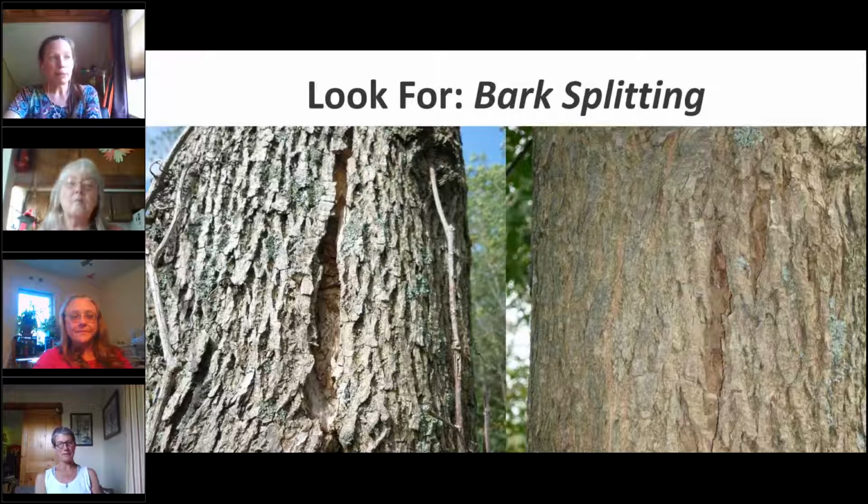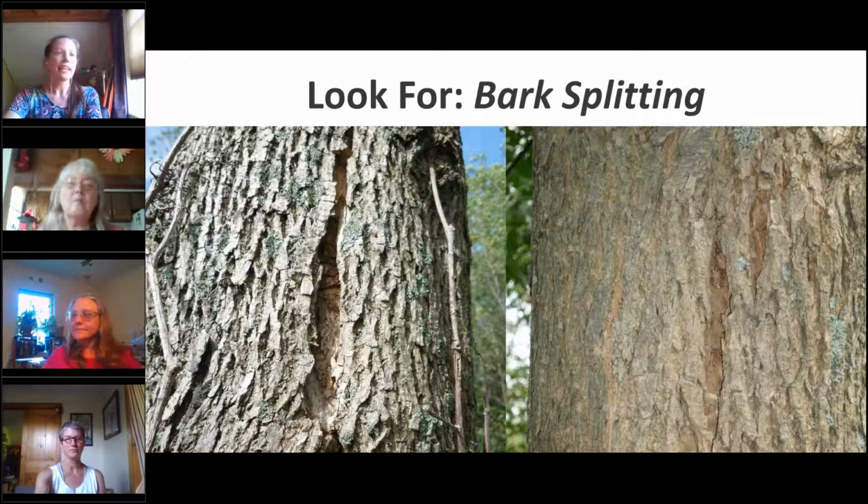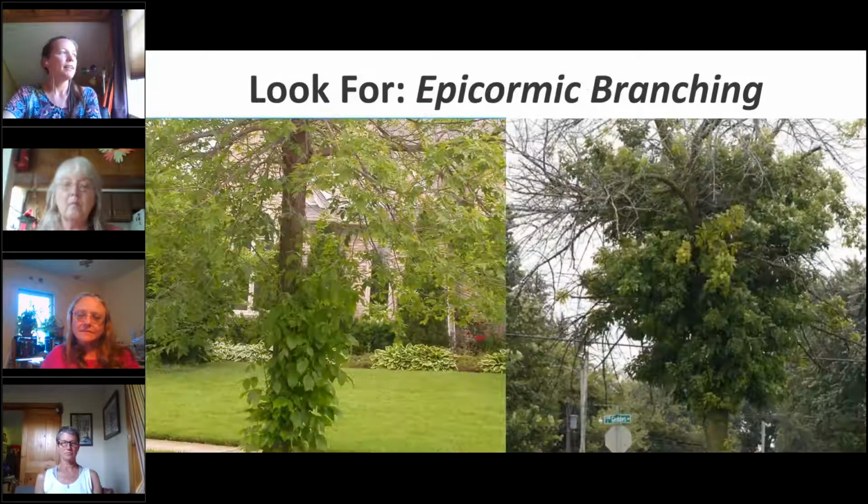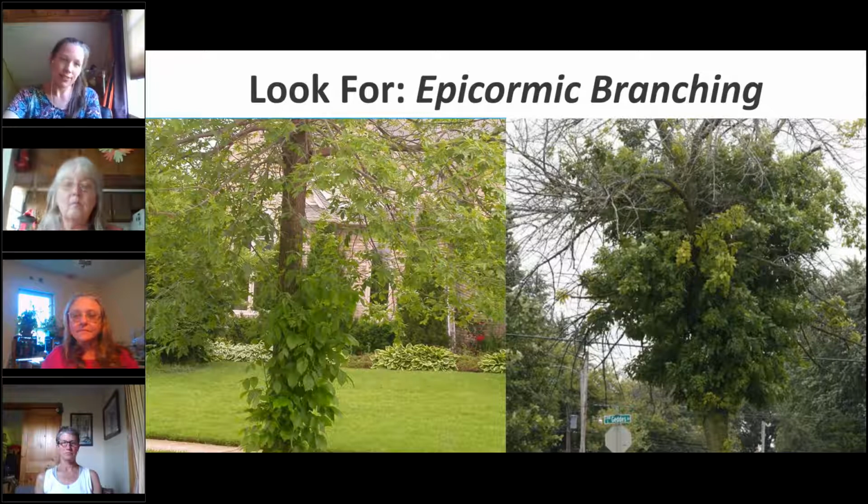Okay. Bark splitting is another sign of an infestation of emerald ash borer. Again, bark may split for lots of reasons, but it's another sign. Once it's really bad, like that picture on the left, you could just go in there and pull the bark off, and you'd see those S-shaped galleries underneath the bark. Epicormic branching, which is a last-ditch effort of the tree to figure out another way to have leaves, is another sign of emerald ash borer.